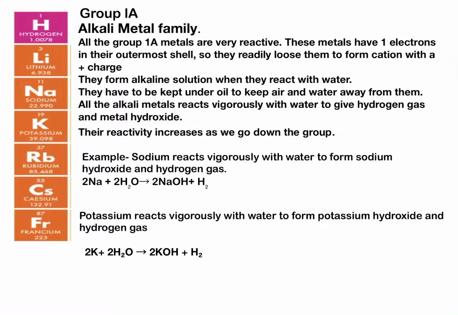The first group in the periodic table is known as the alkali metal family, and we have elements like lithium, sodium, potassium, rubidium, cesium, and francium. All the group 1A metals are very reactive. These metals have one electron in their outermost shell, so they readily lose it to form a cation with a positive charge. They form alkaline solutions when they react with water.